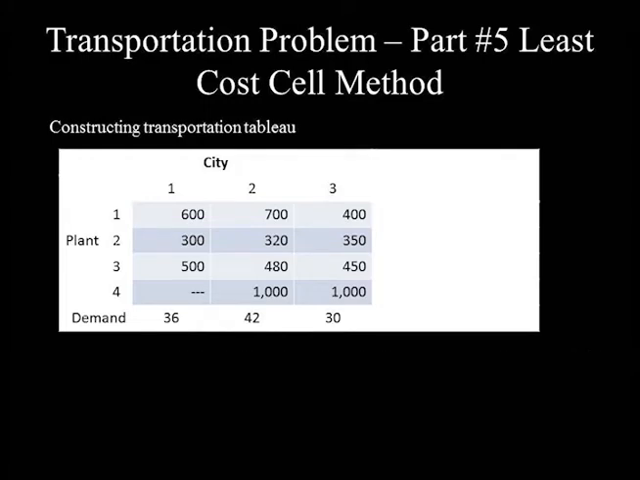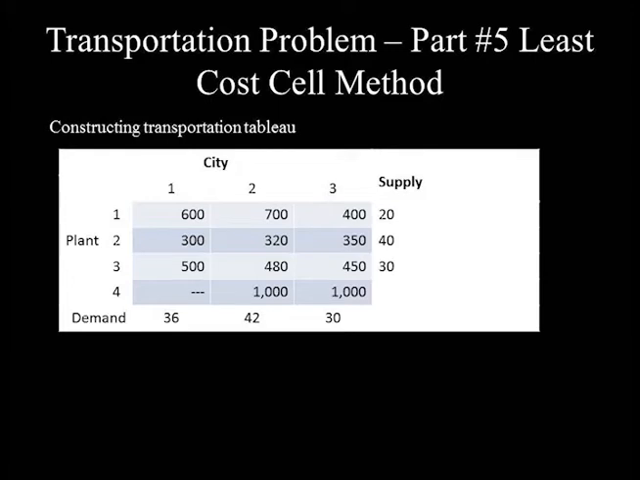Supply has to be expressed at the right-hand margin of the tableau corresponding to each source. Supply from plant 1 is 20 million kilowatt hour, from plant 2 is 40 million kilowatt hour, and that from plant 3 is 30 million kilowatt hour.